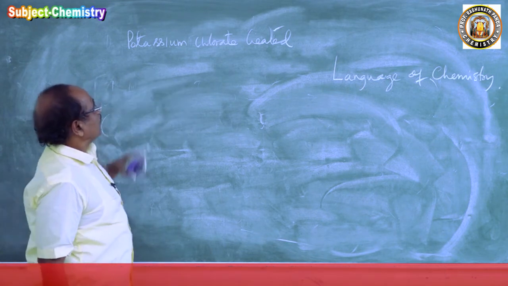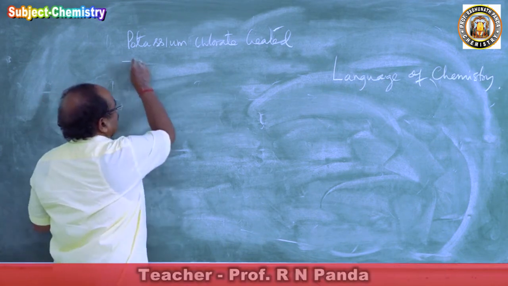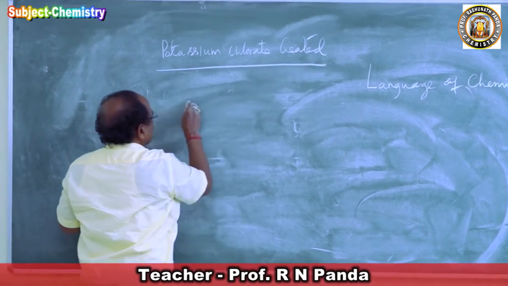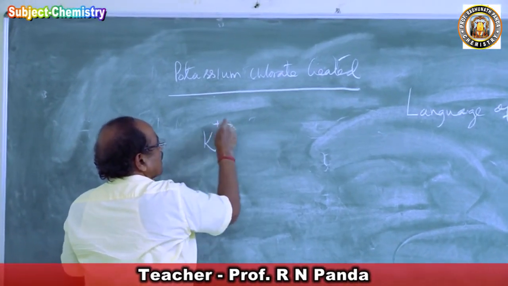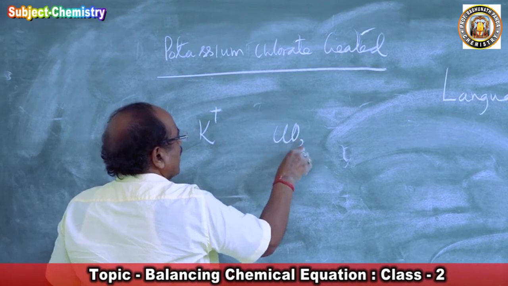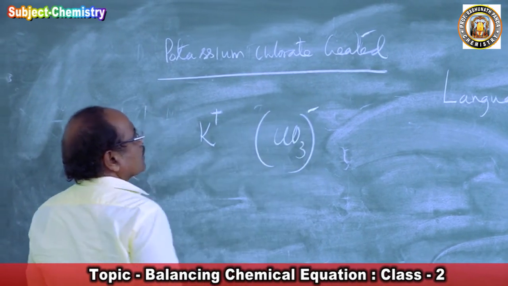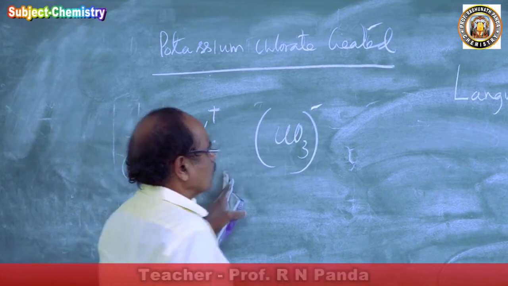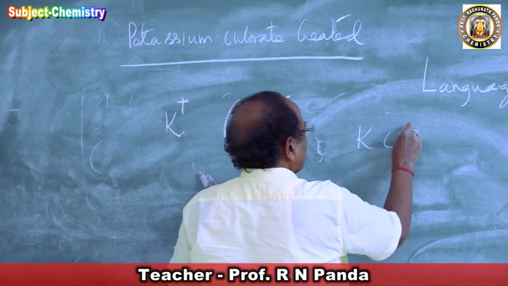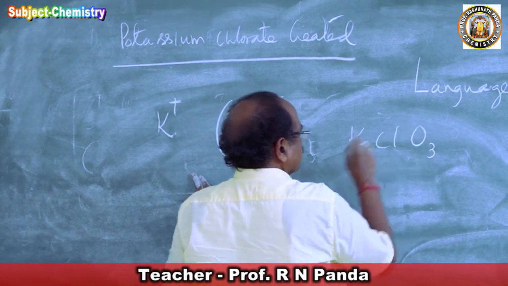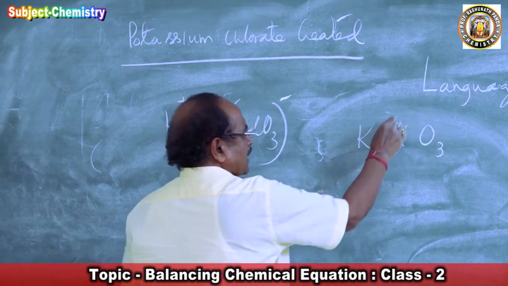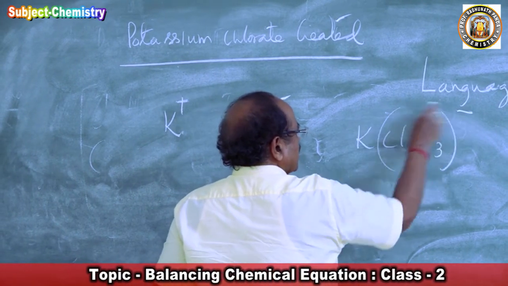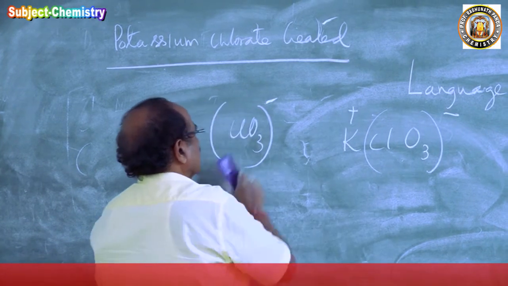So I am taking one example, potassium chlorate is heated. I will write first the formula. What is the potassium? K plus. What is chlorate? ClO3 minus. So plus minus. So the formula of potassium chlorate will be KClO3. This is the acid radical, ClO3 minus. This is the basic radical.